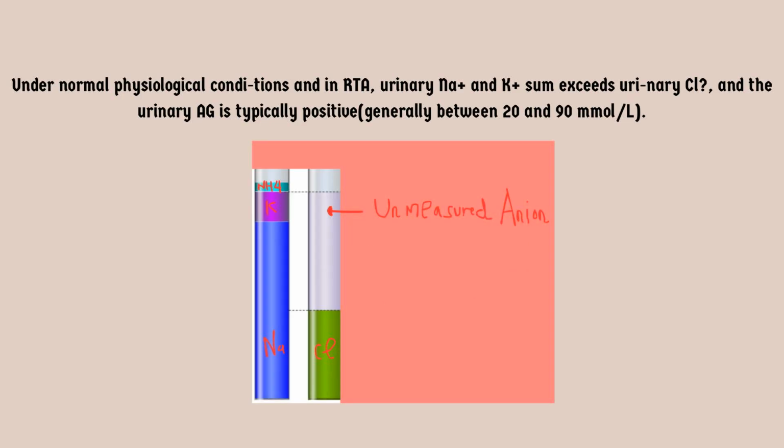Under normal physiological conditions, the sum total of urinary sodium and potassium exceeds the total of urinary chloride. Thus, in normal physiological conditions, we do have an anion gap, which is a measured difference. The above statement holds true even for renal tubular acidosis. How so? We would explore that in a bit more detail in the following slides.